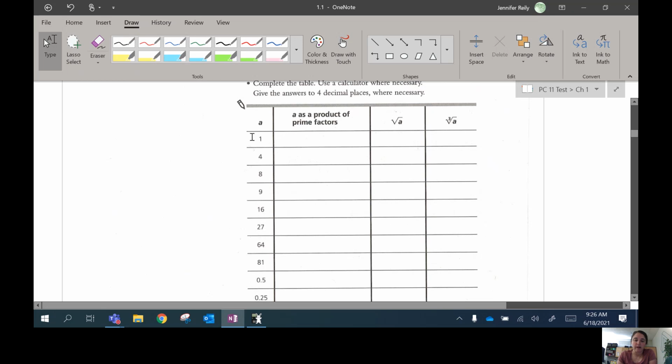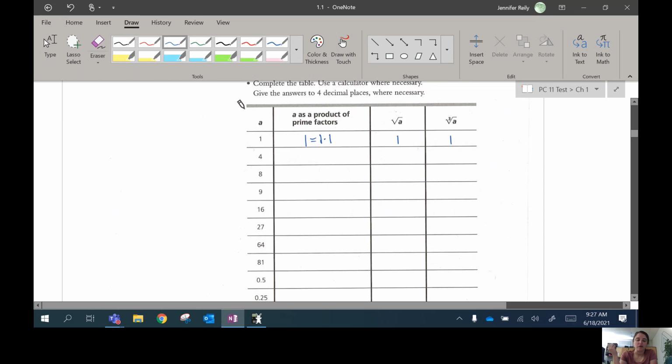We're going to take some square roots and some cube roots here. So let's look at the number 1. 1 is kind of a special number because you can take any kind of root of it and it's going to give you 1 back. Since 1 is just 1 times 1 times 1 times 1. The square root of 1 would be 1. The cube root of 1 would be also 1.